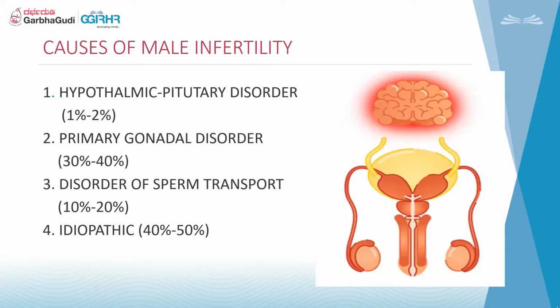Coming to the causes of male infertility, I have taken the help of Speroff's and Dr. Kamini Rao's book. I will be classifying male infertility as it is given in Speroff. The causes of male infertility are: first, hypothalamic pituitary disorders, which constitute 1 to 2% of the problem. Second, primary gonadal disorders, which constitute 30 to 40%. And disorders of sperm transport, constituting 10 to 20%. And the vast majority is idiopathic, which alone constitutes 40 to 50%.